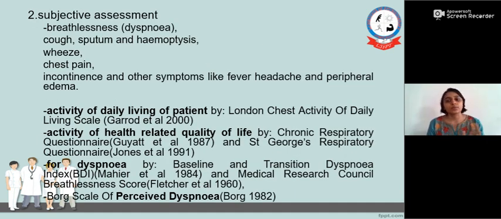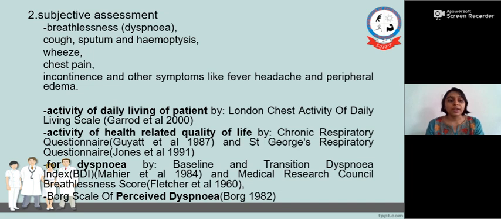Next is subjective assessment. Subjective assessment will include breathlessness, cough, sputum and hemoptysis, wheeze, chest pain, incontinence and other symptoms like fever, headache and peripheral edema. All these things can be inquired from the patient, like breathlessness: the severity of breathlessness the patient is having, at what time he is having it, what are the aggravating and relieving factors for dyspnea, etc. We can also grade the dyspnea using the NYHA grading scale.